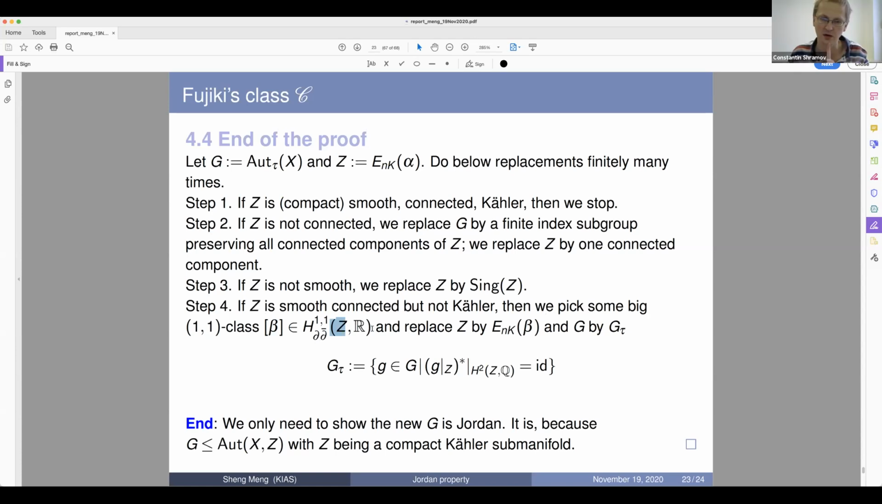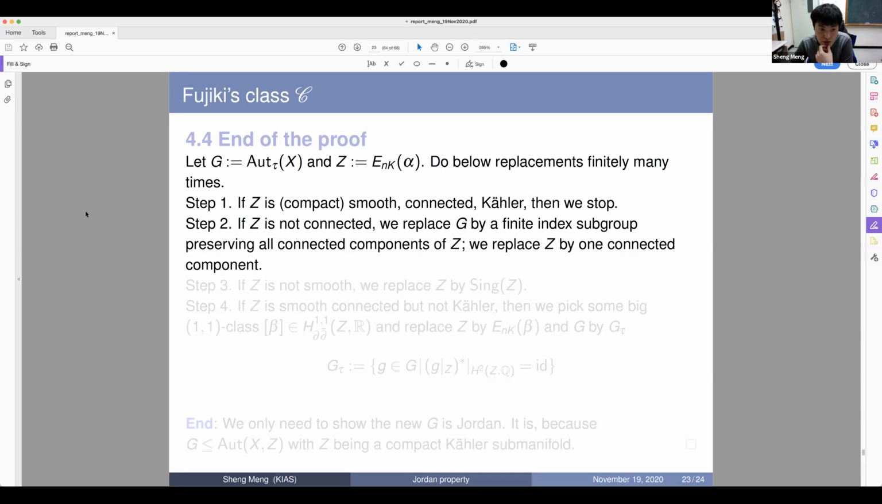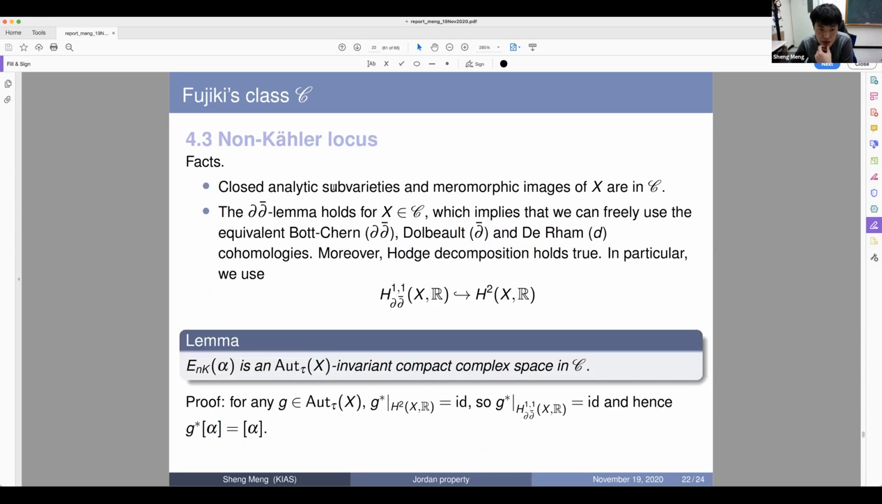Okay, then I have a question. We used to know that there exists a big class on X. That's fine. How do we know that it exists on Z? Because we use this fact: every closed analytic subvariety is also not very far from Kähler. Yeah, so this is very important here.